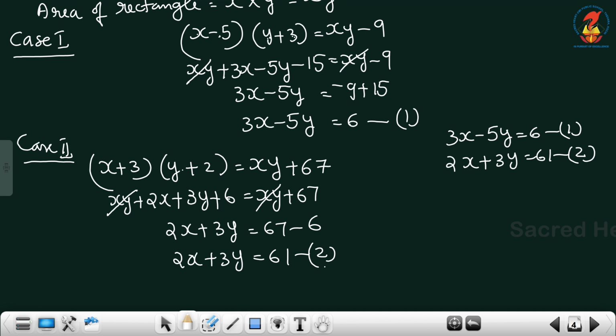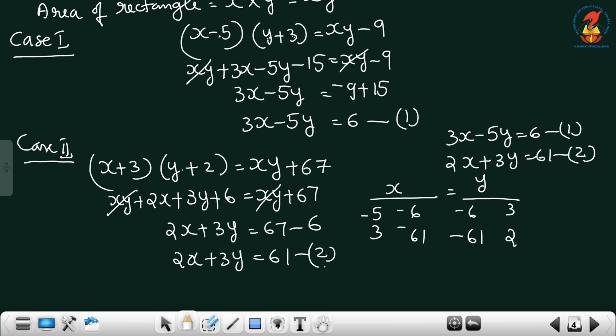Okay, using the cross multiplication method, you can find out the value of x and y. x by negative 5, 3, 6, 61. Otherwise, you can write negative 61, negative 61. You will get it positive also. Okay, negative 61 equal to y by next negative 6, negative 61. Next 3, 2. 1 by 3, 2, negative 5, 3. So cross multiplication.